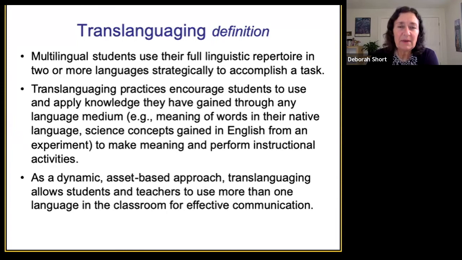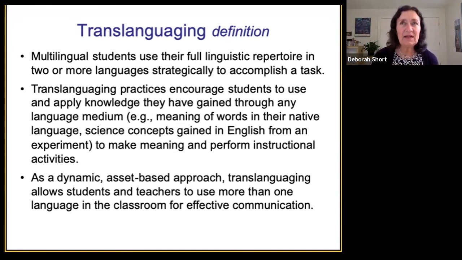What you want to think about with regard to translanguaging, I'm going to give you some definitions here, is that it allows multilingual students to use their full linguistic repertoire, which may be two languages or even more. And they use this strategically to accomplish a task. So it's not like saying you can only pick from this basket of tools to do something. You have all these baskets. Let's use whatever makes most sense for the task at hand.